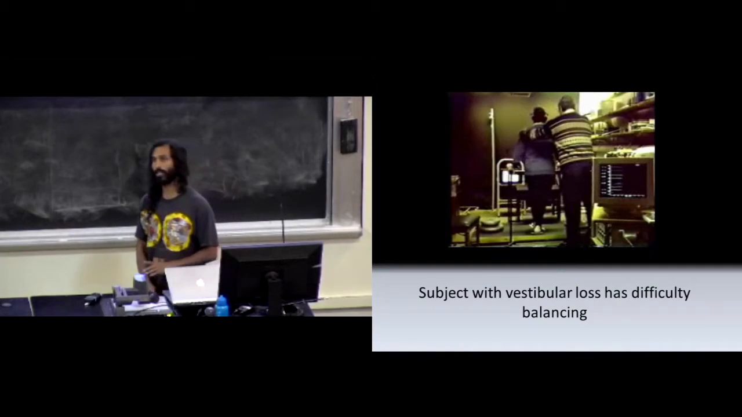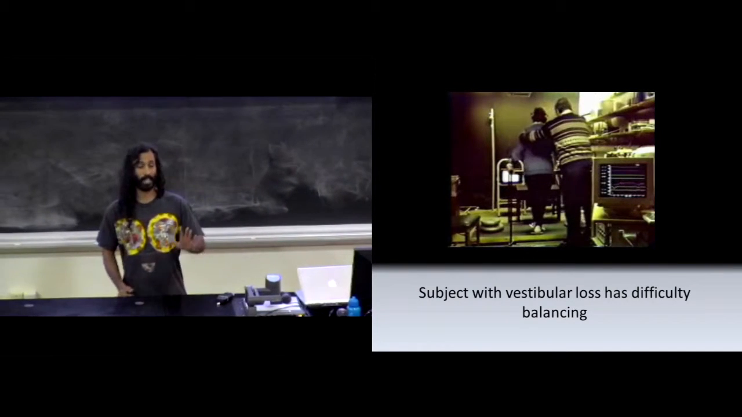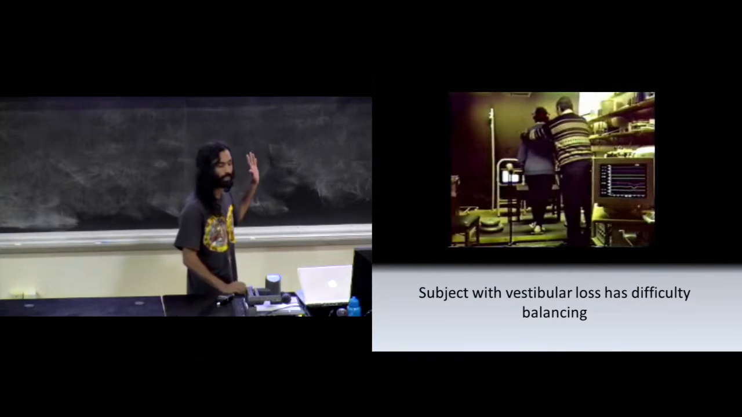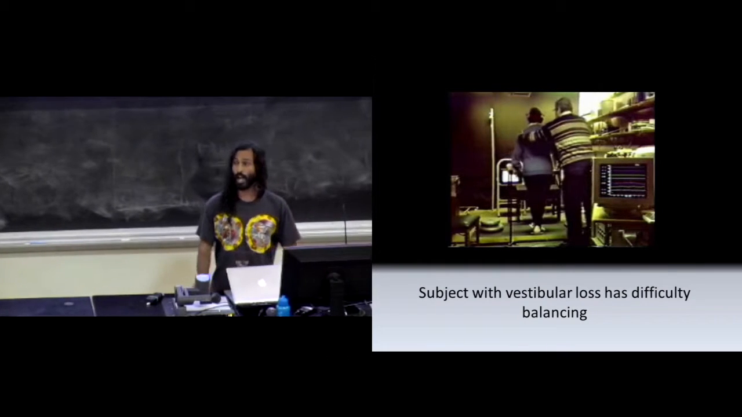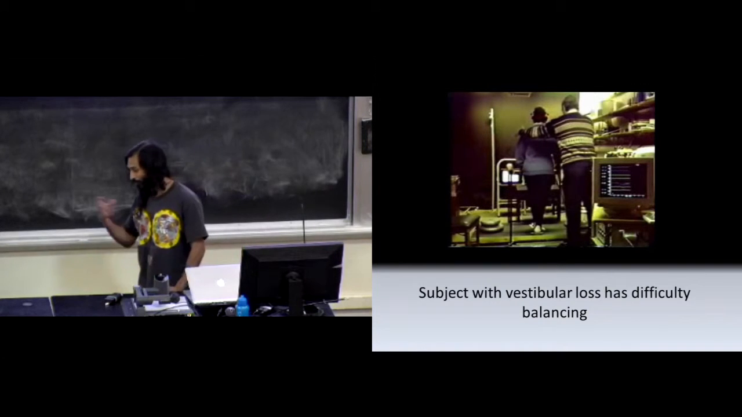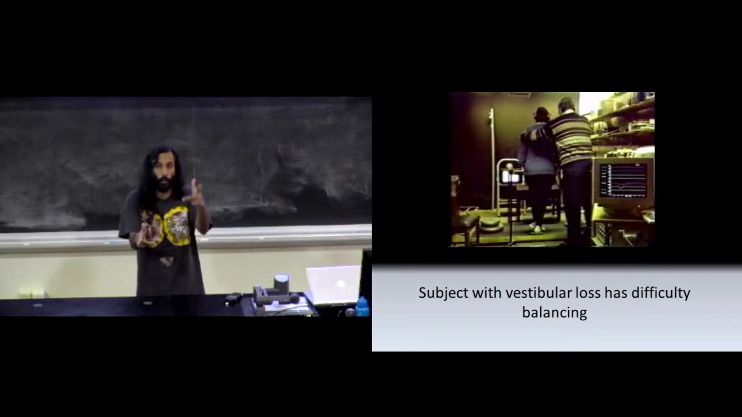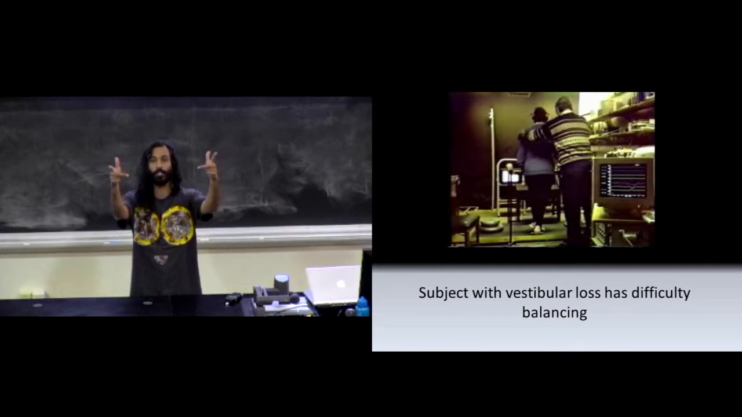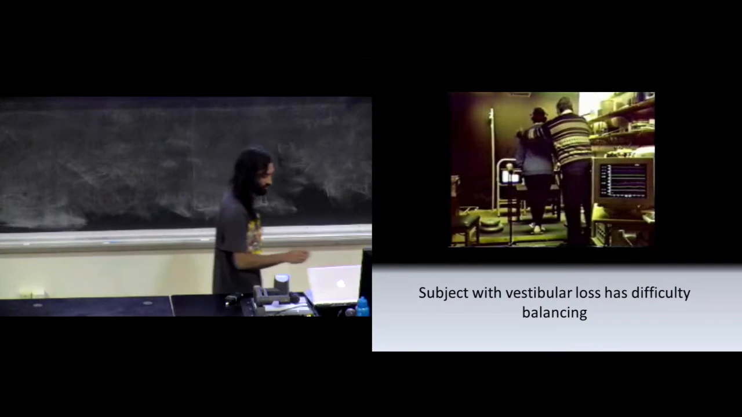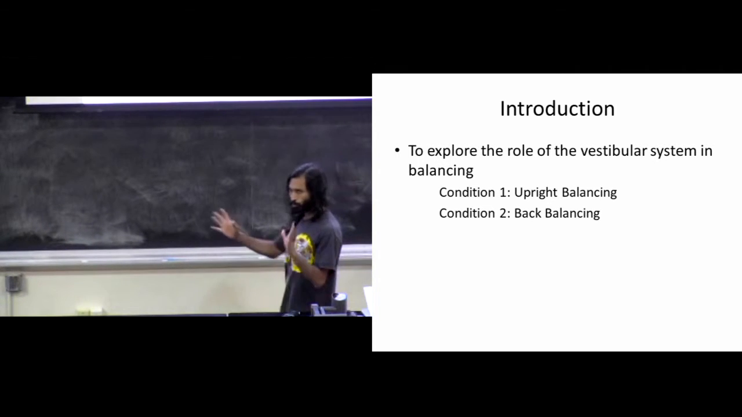Now, what we know is that the vestibular system is a crucial component of balancing, and that is exemplified by this video over here, where a woman with vestibular loss is blindfolded and asked to balance. And you can see that she has great difficulty. And so while we know that balance control is crucial, what we don't know is what components of the vestibular signal are important, and how those components are integrated together to eventually create motor commands. So to be able to explore that, today I will talk about two different conditions.